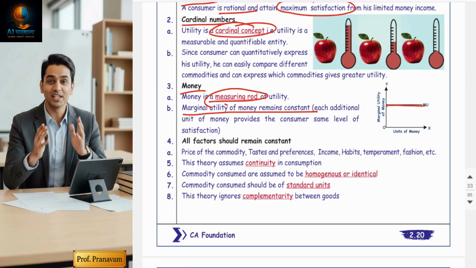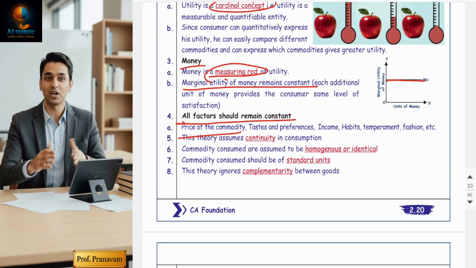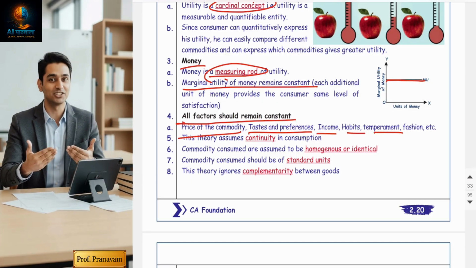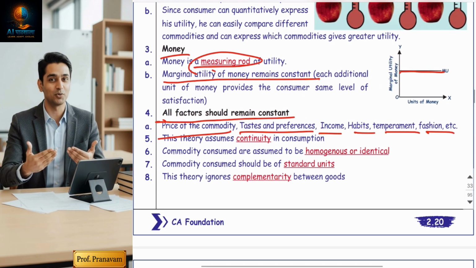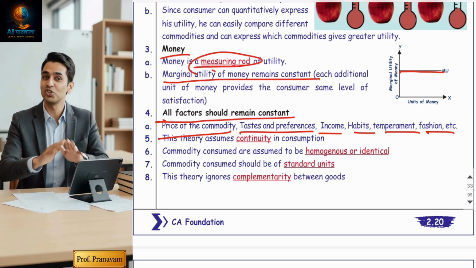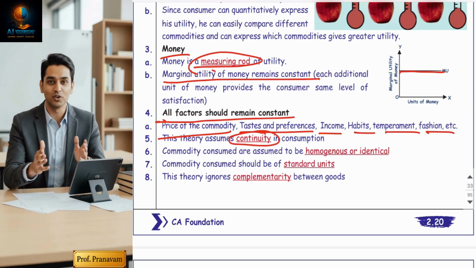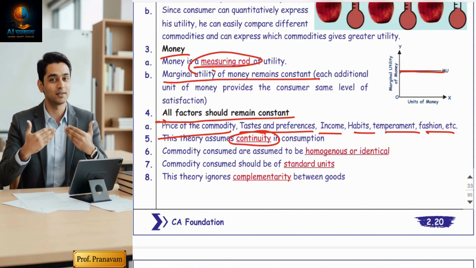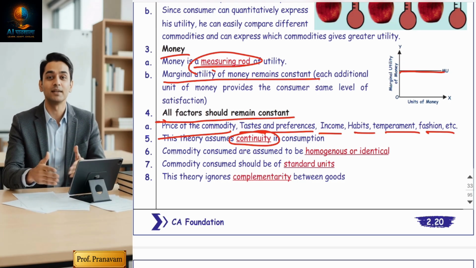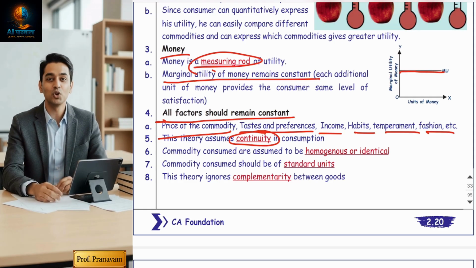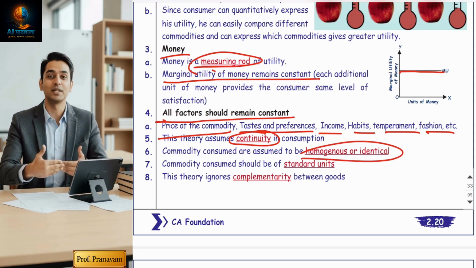Now next is all other factors should remain constant. What are the other factors? That is the price of the commodity, taste, preference, income, habits, temperament, fashion, everything should remain constant. Okay, and one more assumption is there. Alfred Marshall says if you want to reach a point of satiety, the consumption of any good should be continuous. Meaning there should not be a huge gap between one unit consumed and another unit consumed. Otherwise, you will not reach MU 0, that is the point of satiety. So one more assumption: the consumption should be continuous and goods should be homogeneous and identical.